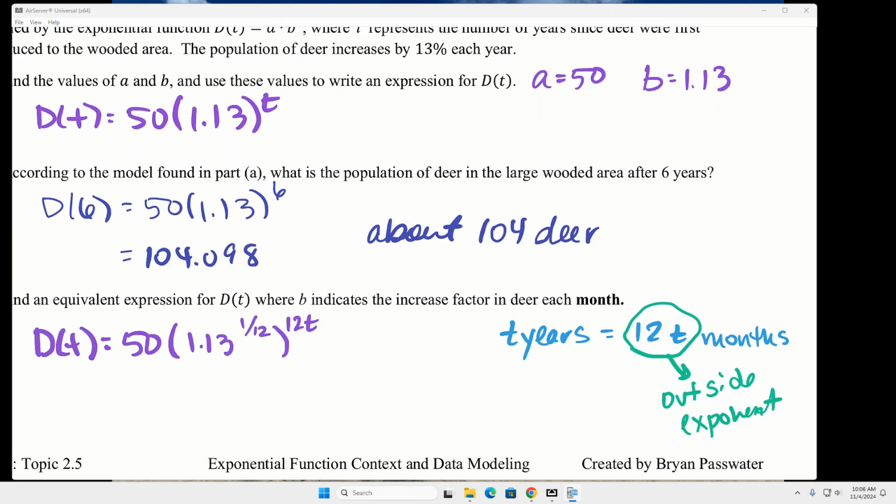Because the rule for exponents, that it might be a while since you've learned that, is when you have a power raised to a power, you multiply. When you multiply that, you just get the t again. So it hasn't changed anything. And so now we have a new b. When we take 1.13 and raise it to the 1/12, it's actually 1.010. So this new b tells you the increase factor each month. So it looks like each month the amount of deer increased by 1%. So that's what they were looking for there.